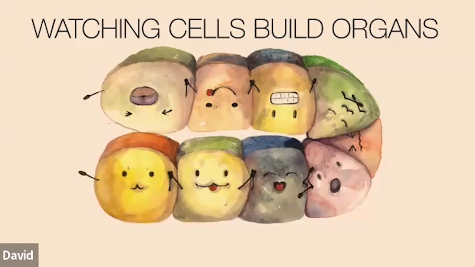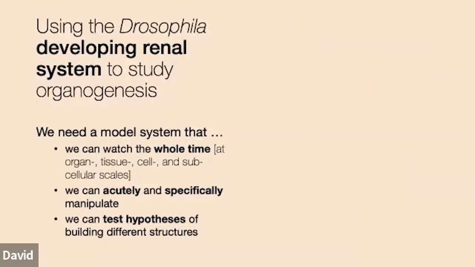I'm a microscopist by nature, so what I really want to do is just watch this happen. What I need is a model system that allows me to watch this the whole time and at different length scales, at the organ, the tissue, and the cell, and ideally subcellular, and be able to manipulate it. Biologists want to break things, see if it's broken, and then finally test hypotheses of different structures. Ideally, if you gave me any tissue structure, I should give you 5 different ways that these cells could build this structure.